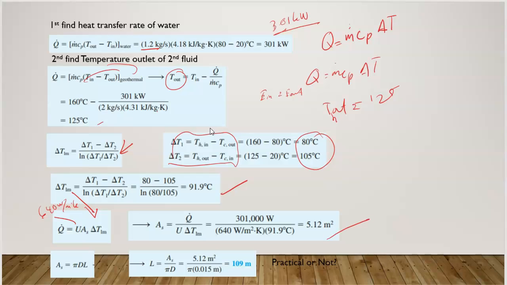So the area is for the length of the heat exchanger. The heat exchanger is basically cylindrical. So the surface area of a cylinder is A equal to 2 pi R L, or pi d L. So here you need to calculate the L, which is A over pi d, and you have it over here, 109 meters.